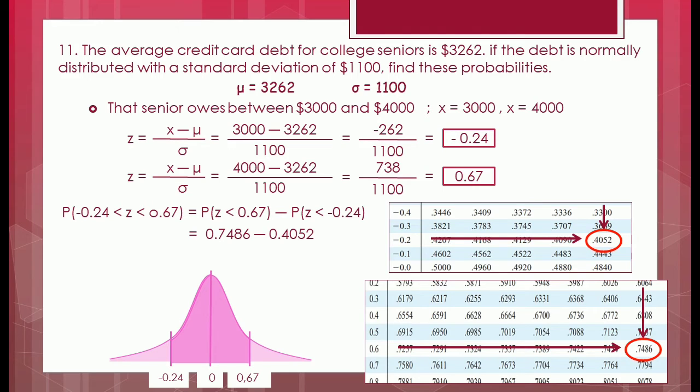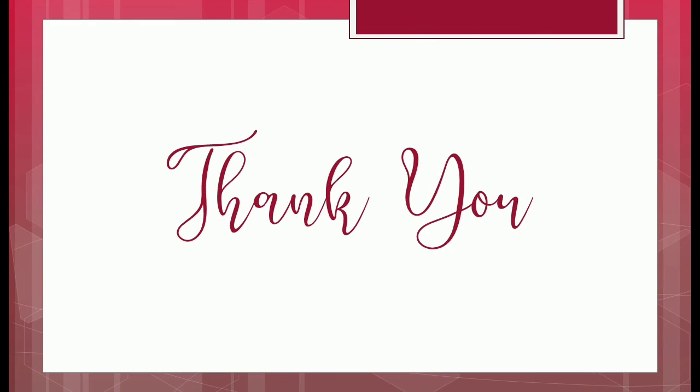Then subtract the two areas. 0.7486 minus 0.4052, we have 0.3434 or 34.34%. So for the probability of any z value between negative 0.24 and 0.67, we have 34.34%. And that would be all.